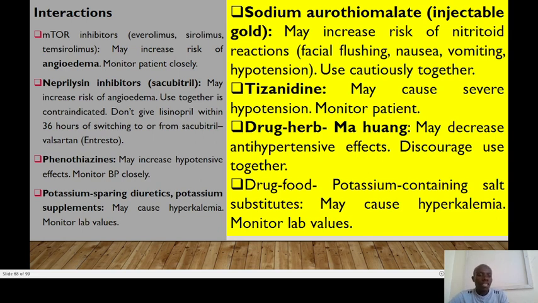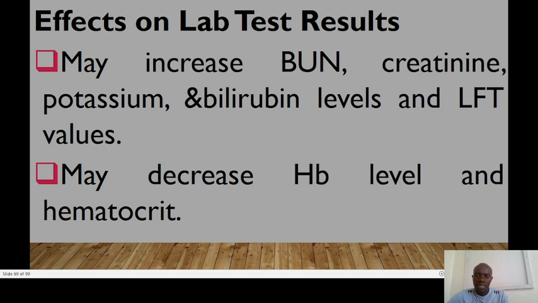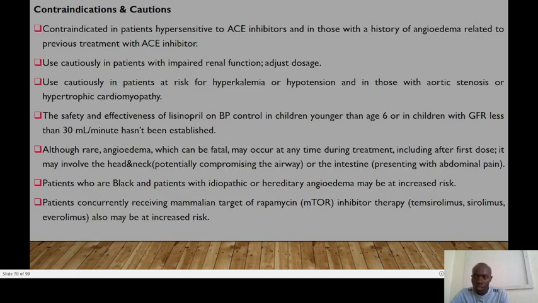Right. For the food, potassium-containing salt substitutes. This may increase hyperkalemia, so you have to keep on monitoring. Generally, lisinopril may increase the blood urea nitrogen, the creatinine, potassium, bilirubin levels, and the LFT values, and it may decrease the HB and the hematocrit levels.